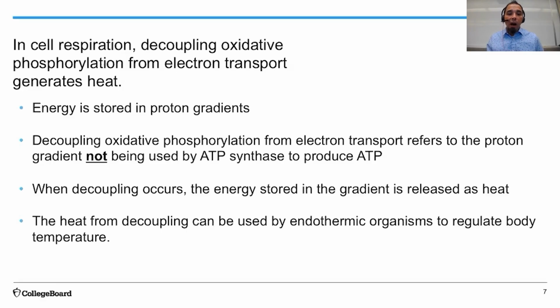And that heat from decoupling, right, separating the processes, can be used by endotherms like us, right? Endothermic organisms to regulate body temperature. Again, a lot of terms going on there. Pause the video, right? Go back to the previous slide, draw out the picture. But the key point there is that when we decouple those processes, when we decouple oxidative phosphorylation, we release some heat that can be used to regulate body temperature.